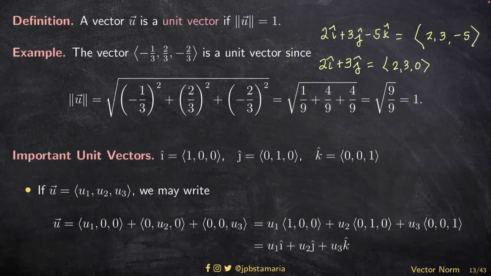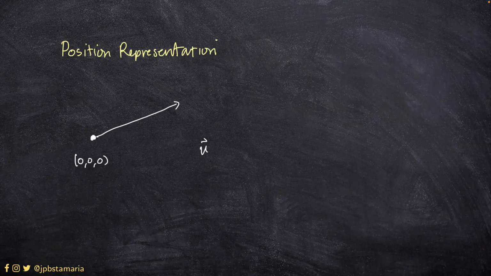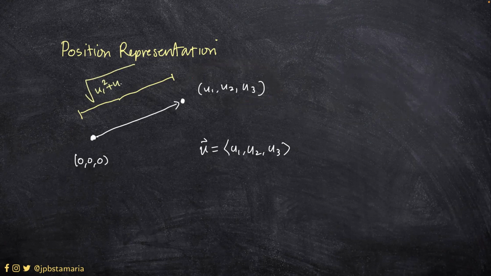Wait, did I already tell you why the formula for the norm or magnitude of a vector is like that? When you put the vector in position representation, the tail is at the origin. The vector u with components u1, u2, u3 has its terminal point at u1, u2, u3 when you use the position representation. So in order to get the magnitude or the length of this, what will you do? You get the distance between u1, u2, u3 and the origin. And that distance is the square root of u1 squared plus u2 squared plus u3 squared, using the distance formula. So I think that's it.